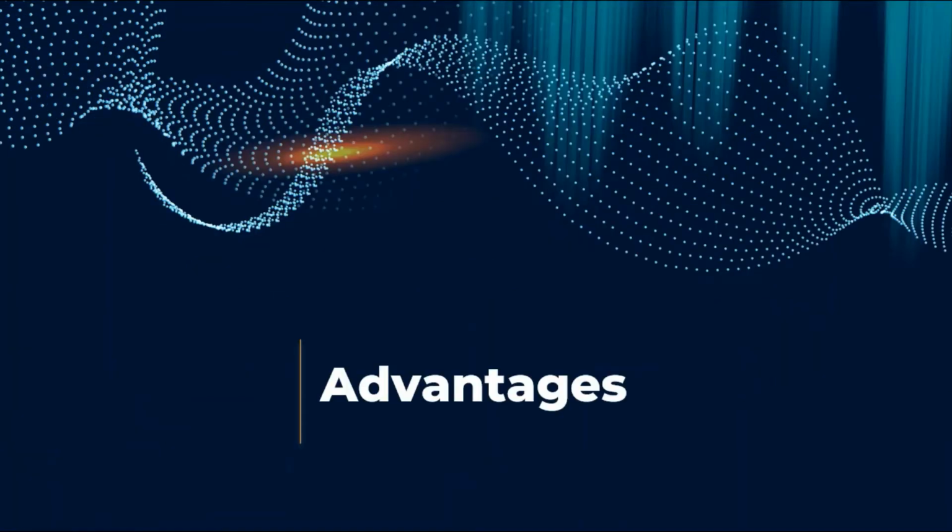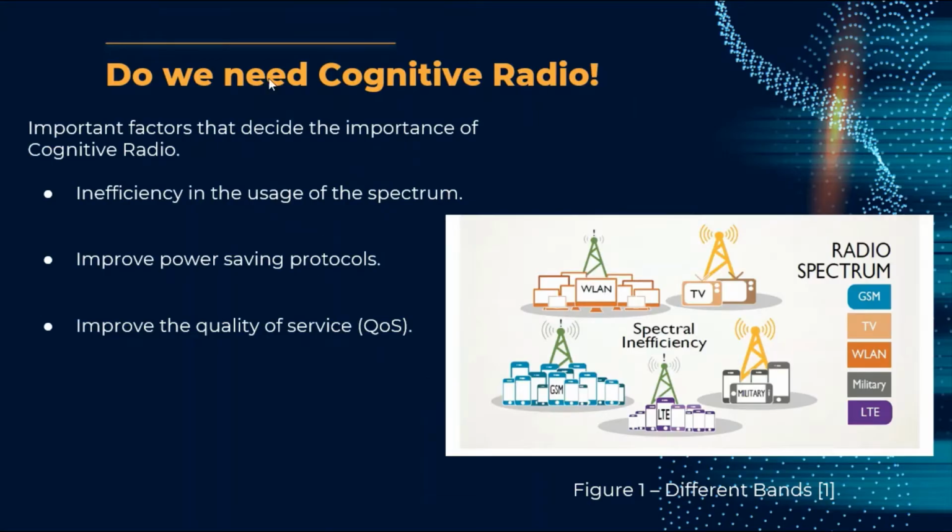So now we will see the advantages of using cognitive radio. Do we need cognitive radio? To answer this question, we should see some factors. Firstly, the inefficiency in the usage of the spectrum. The FCC, which is the Federal Communications Commission in the USA, announced that the spectrum is used inefficiently. For example, cellular bands are usually crowded, but bands used by the military are inefficiently used. Cognitive radio will solve this problem.